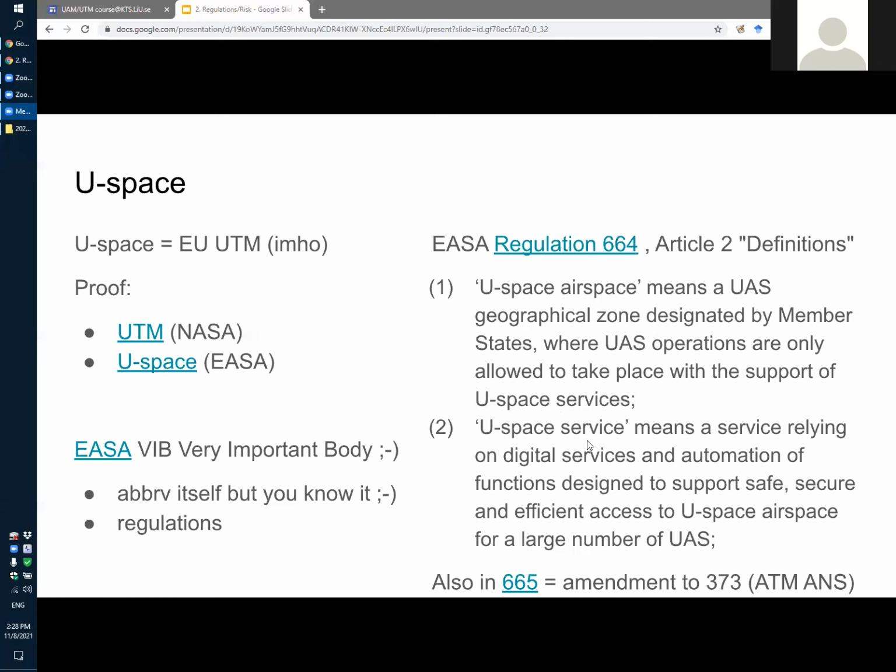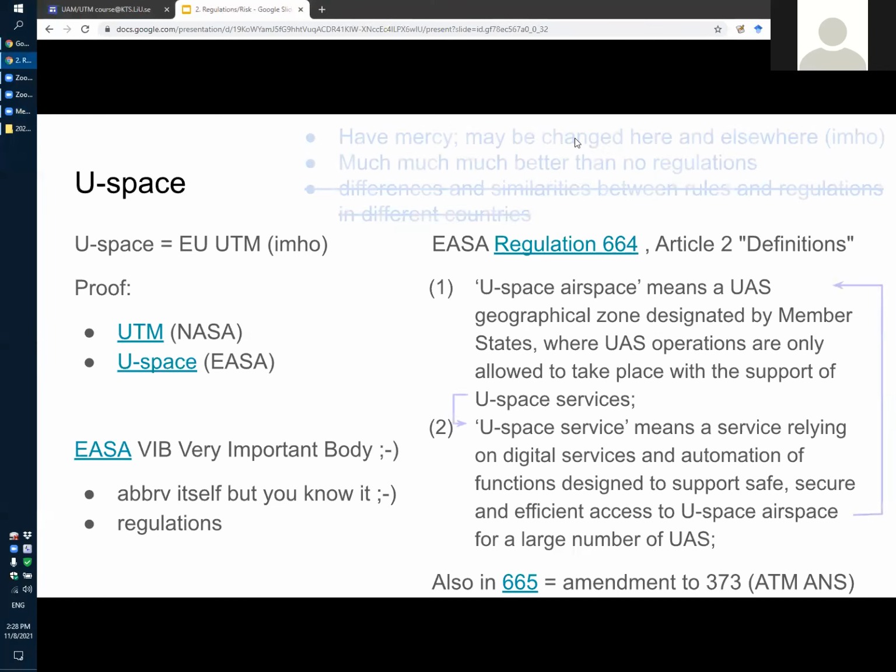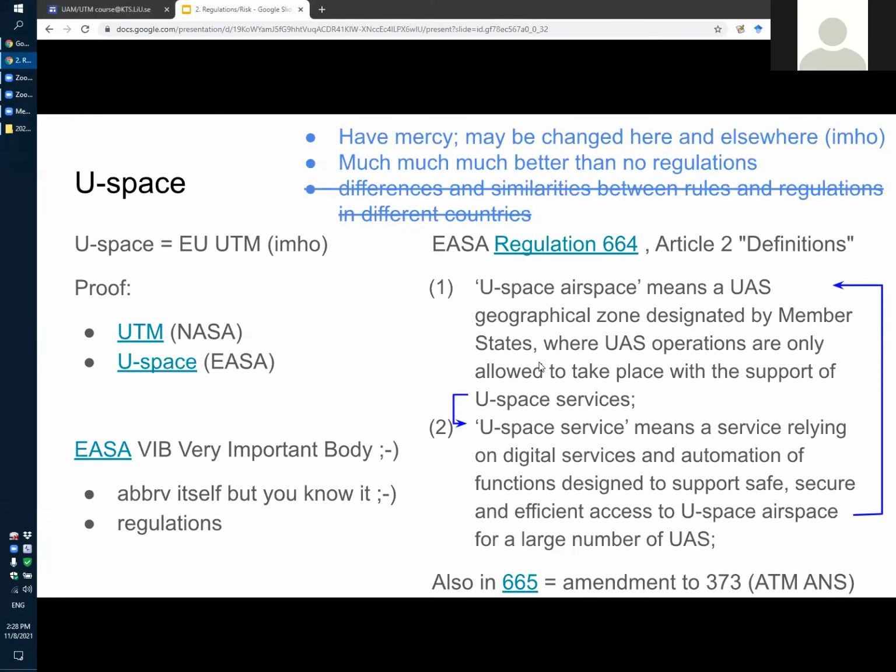What is a U-space service? Well, a U-space service is a service which relies on computers and so on to support lots and lots of operations in the U-space airspace. And if you got to wonder, just as myself, well, where do we start from? This is not a perfect mathematical definition where you have some undefined terms, like in geometry, point, line, they're not defined, and then you operate with them.